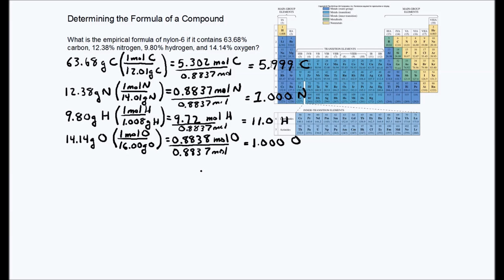So, putting this all together, the order doesn't necessarily matter right now because you don't know a proper order from organic chemistry, but what you could report is something similar. You just need the numbers on the elements of C6, H11, NO. And there we have the empirical formula for nylon 6.